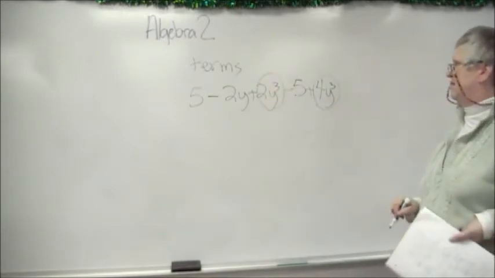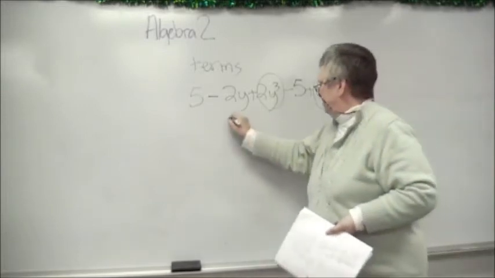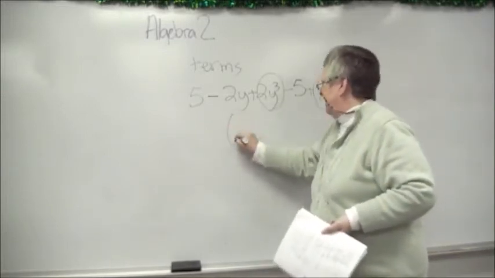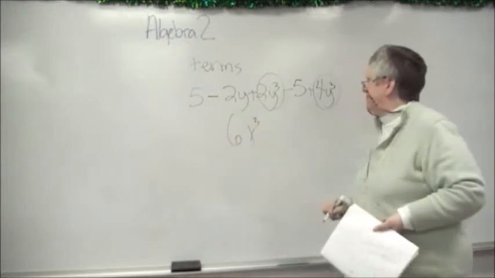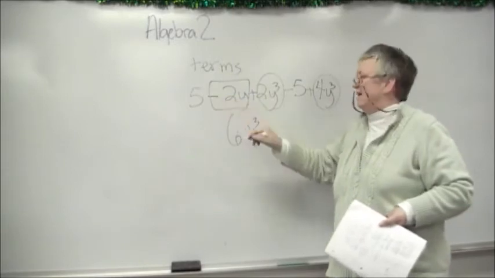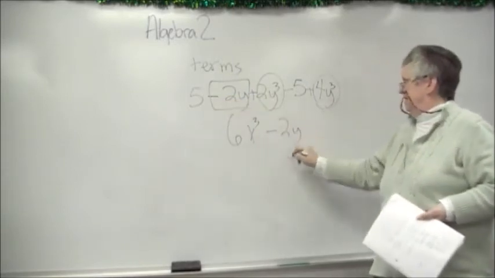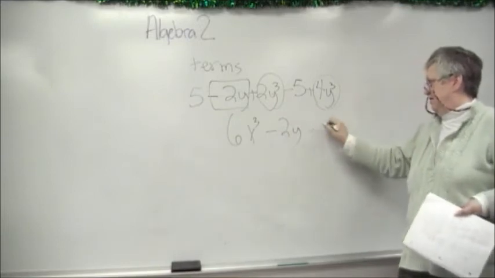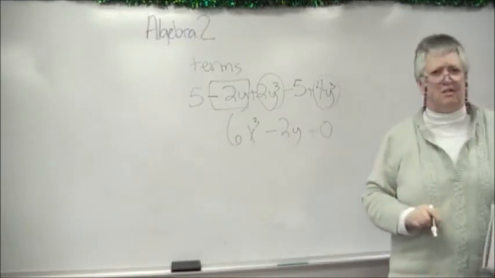So 4x³ and a 2x³ is, well, whoops, 6x³. Then this is the only 2y that I have. Keep the sign in front of it, so minus 2y. And then, of course, I got 5 minus 5, which is 0. I'm going to leave that 0 right there just to see.